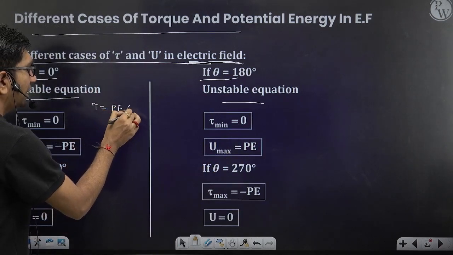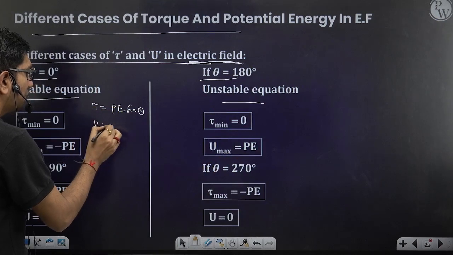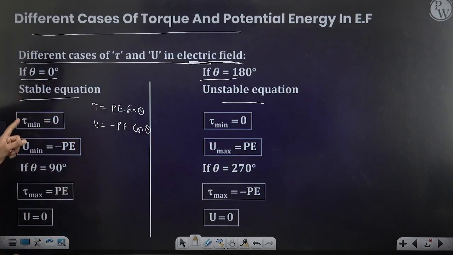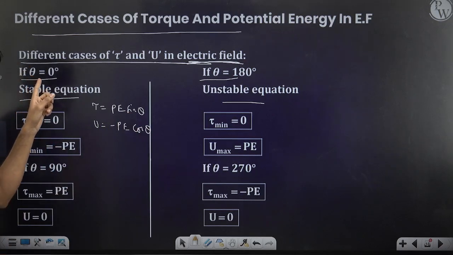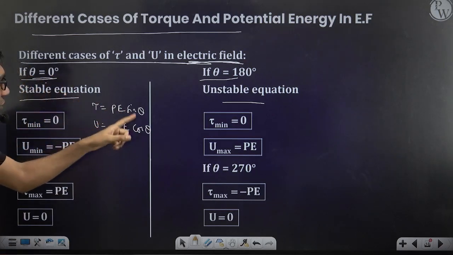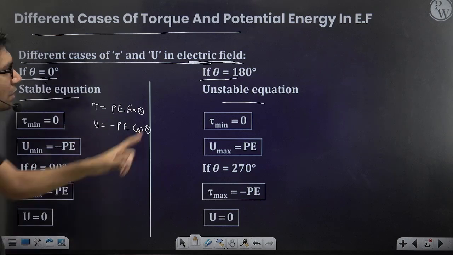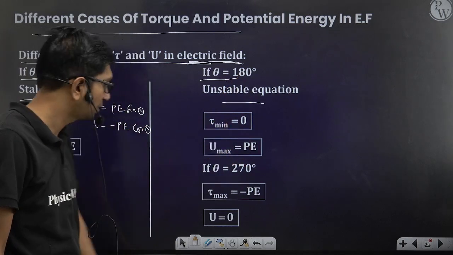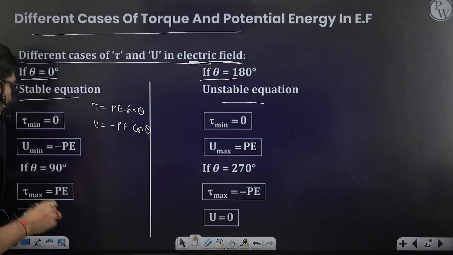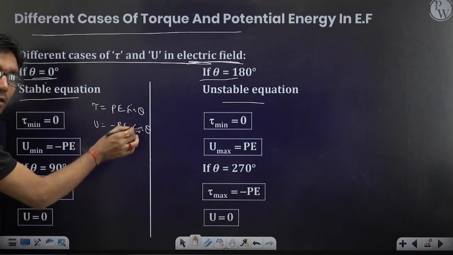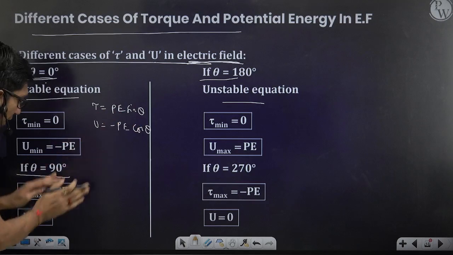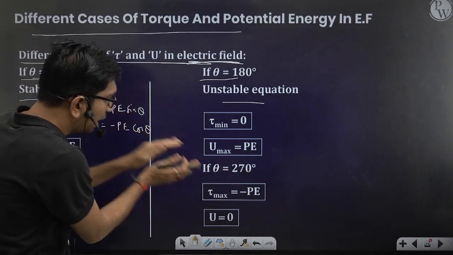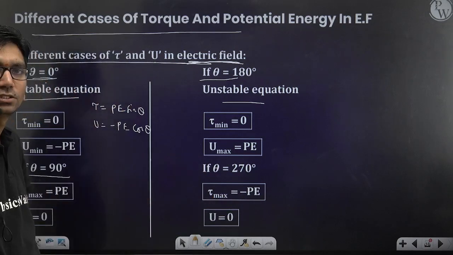So, torque formula, what we got? PE sin theta if theta is present. Potential energy, what we got, minus PE cos theta, okay, is it clear? Now substitute the theta value 0 in both cases and write down the values, substitute the theta value 180 degrees and write down torque and potential energy, substitute the theta value 90 degrees and write down this one, and substitute the theta value 270 degrees here and write down torque and potential energy.